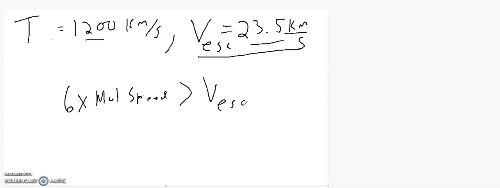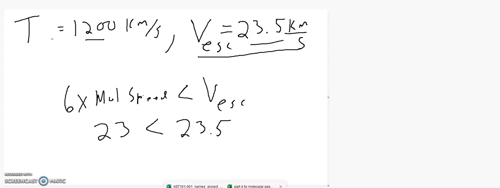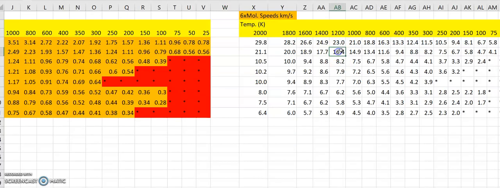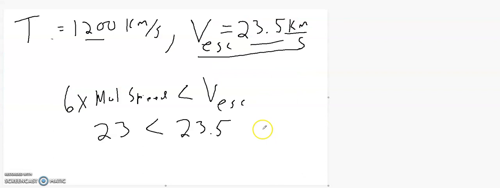Oh, I'm sorry, no, it's not. It's less. Let me hold on, let me erase that. All right, so I corrected that. So 6 times the molecular speed is less than the escape speed. Since it is less, that molecule and all the other molecules at that temperature will stay in the atmosphere of that planet, because they're all less than 23.5, which is, of course, the escape speed. All right, so that's how you do the problem.